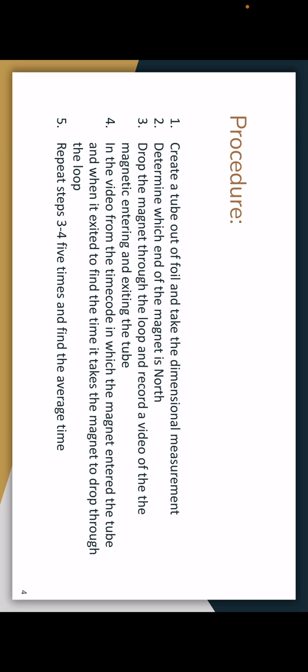Here's the procedure. First, we created a tube out of foil and took the dimensional measurements, and then determined which end of the magnet was north, and then dropped the magnet through the loop and recorded a video of the magnet entering and exiting the tube. In the video, from the time codes, I just used when the magnet entered the tube and exited to find the time it took. And then I repeated this 5 times to find the average time.